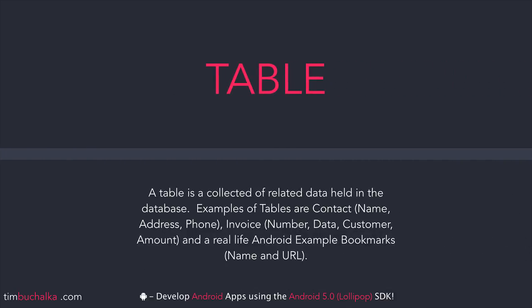What is a table? A table is a collection of related data held in the database. So think of a contact table, for example, that stores the name, address and phone number of perhaps your customers. Or what about an invoice table that records the invoice number, the date, the customer name and the amount of money that the invoice was for. Another real life example, on an Android device, using the standard browser that's built into Android, bookmarks, the name that you assign to a bookmark and the URL are actually stored in a database.